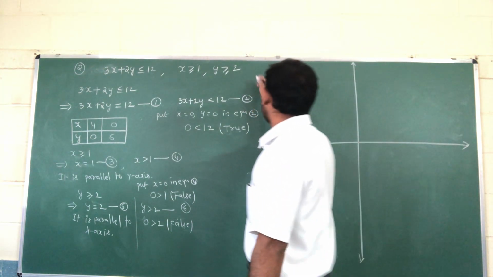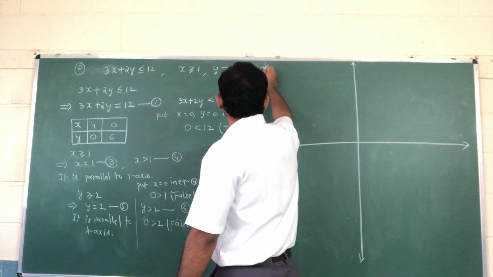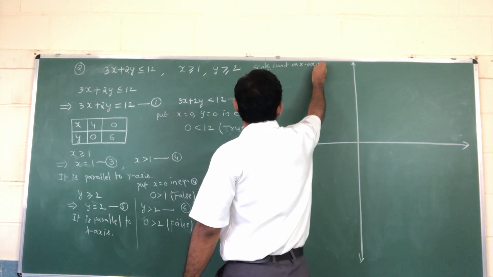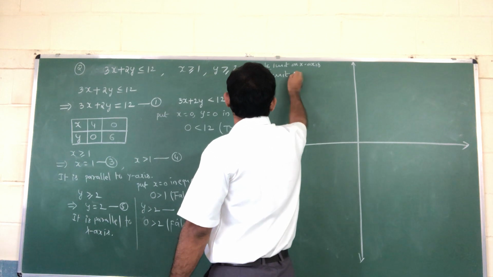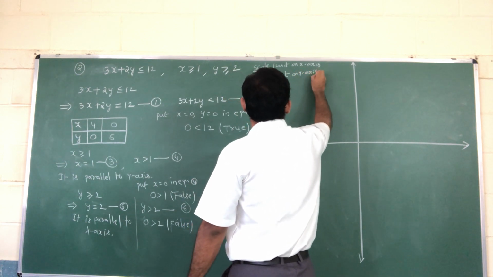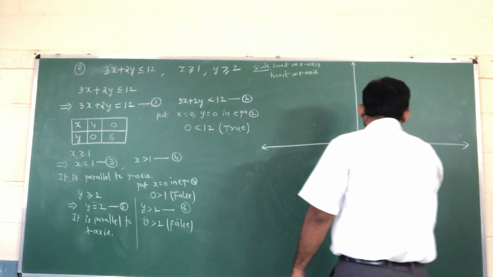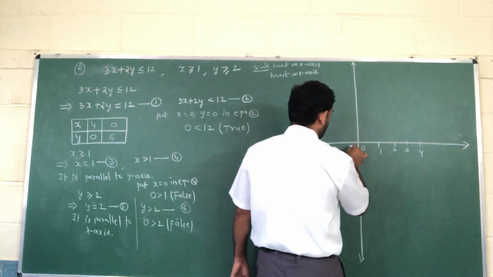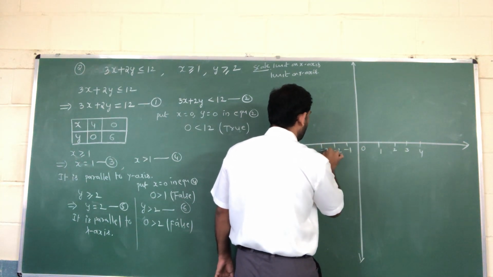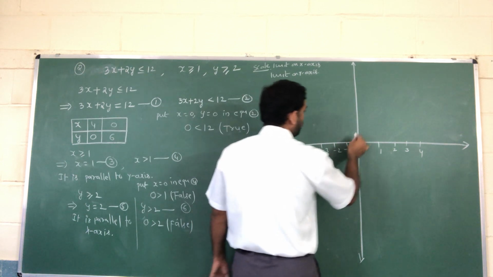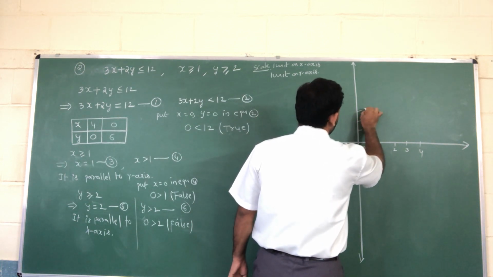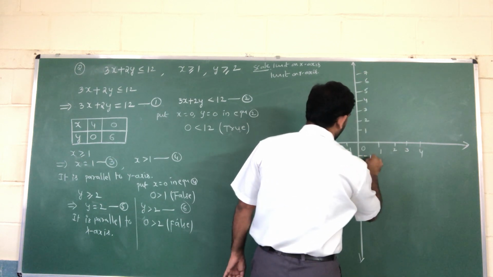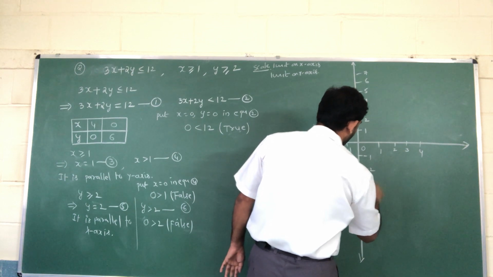Same scale. The scale is also the same: 1 unit on the x axis, 1 unit on the y axis. Now 0, 1, 2, 3, 4. So this is -1, -2, -3, -4. Next 1, 2, 3, 4, 5, 6, 7. So -1, -2, -3, -4.